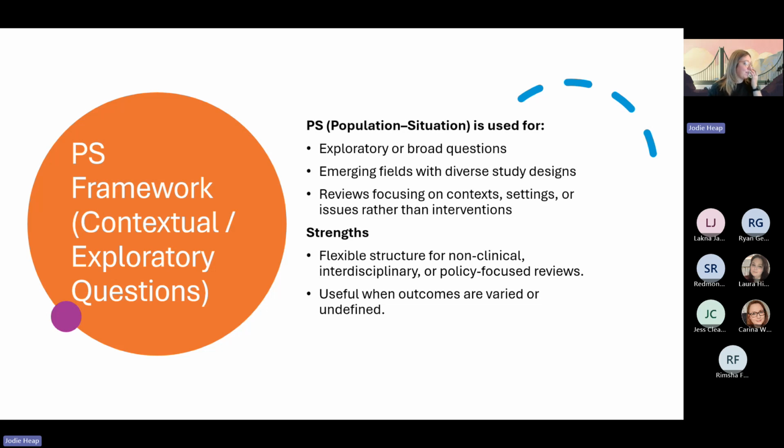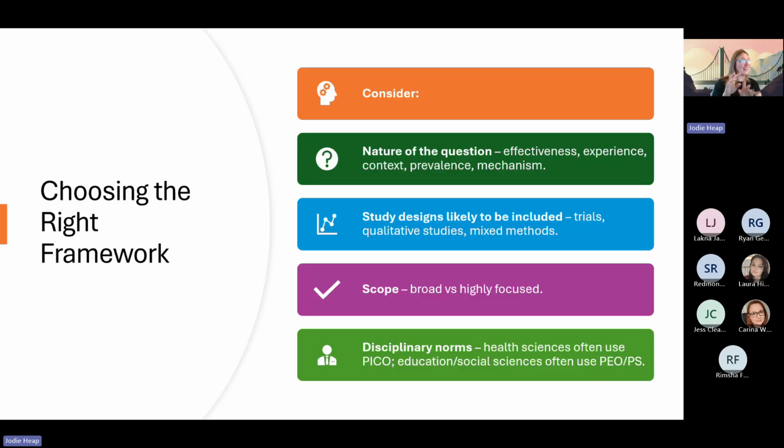So just out of curiosity, in the chat, let me know, are you a PICO, PEO, or PS kind of researcher? Where do you think your alignments would fall?